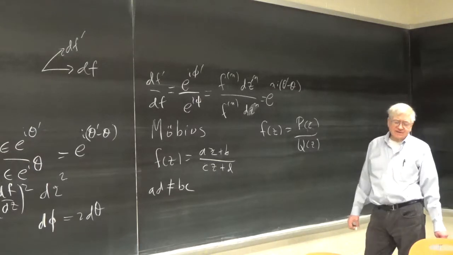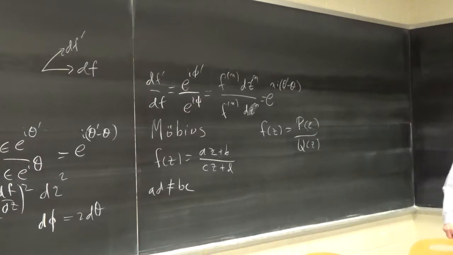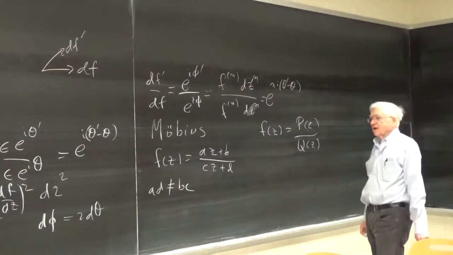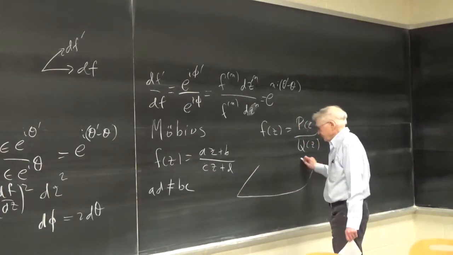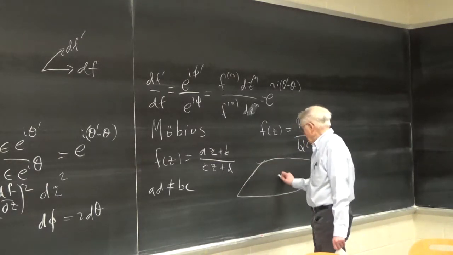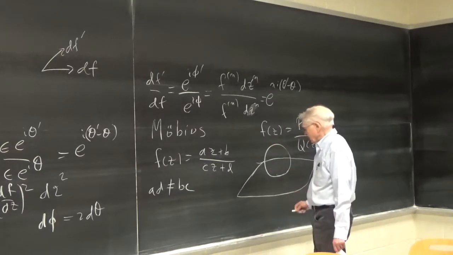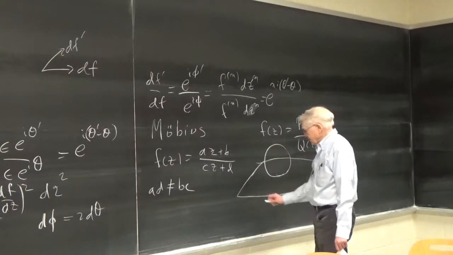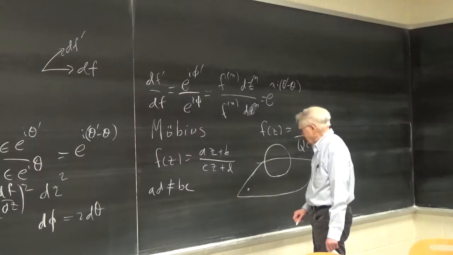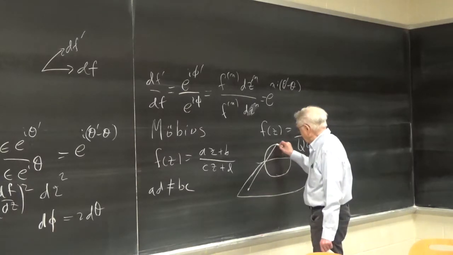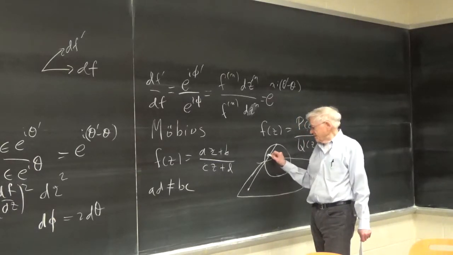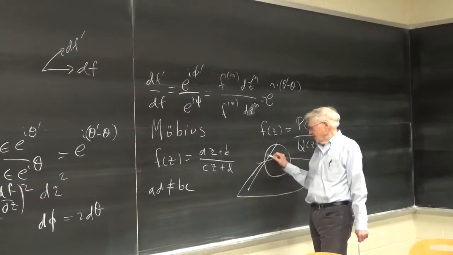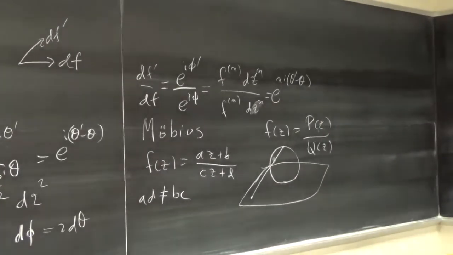And the people who are serious about conformal field theory like to think about mapping the whole plane into what's called the Riemann sphere. The way you do that is you take an arbitrary point and you draw a line to the North Pole. Wherever that hits the unit sphere, that's the point.